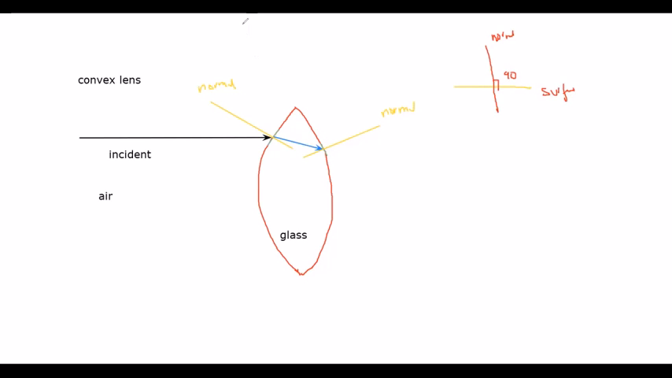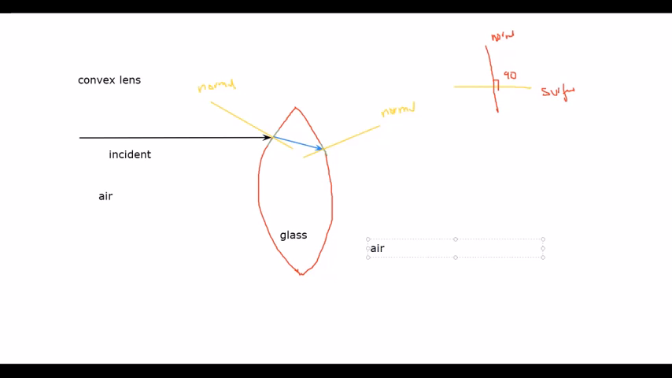Now what happens moving from glass to air? What will happen to the light? Will it bend towards the normal or away from the normal? Moving from glass to air again, it will bend away from the normal.